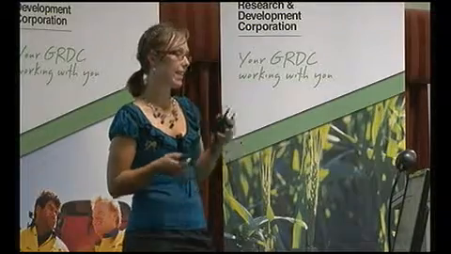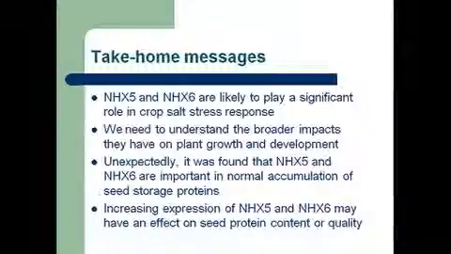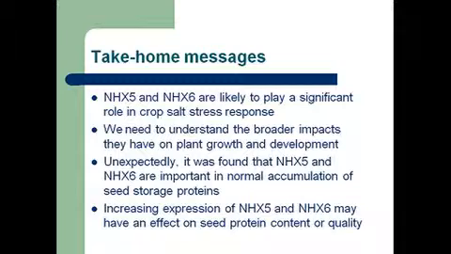So I guess my main points are that NHX5 and 6 are likely to play a significant role in crop salt stress response. And if this is the case, then that would enable them to be used to generate transgenic crop species with an increased tolerance to saline environments. Really exciting. However, to successfully and safely use them in transgenic crops, we need to understand what the broader impacts are on plant growth and development. Really critical.